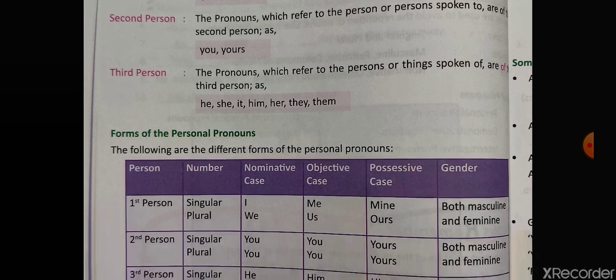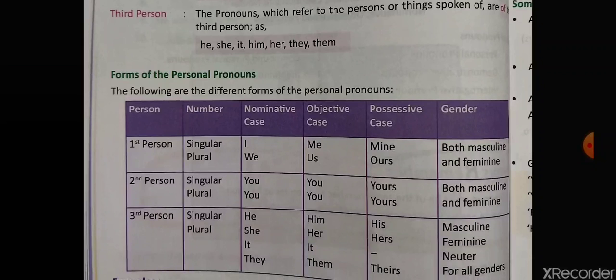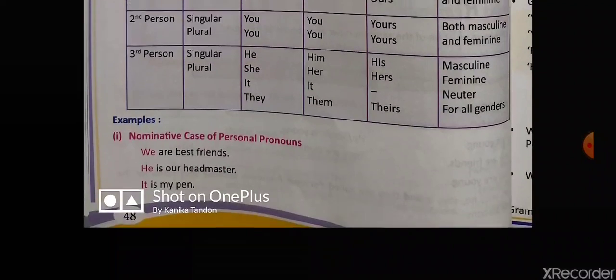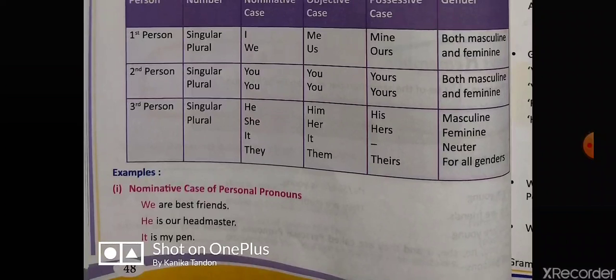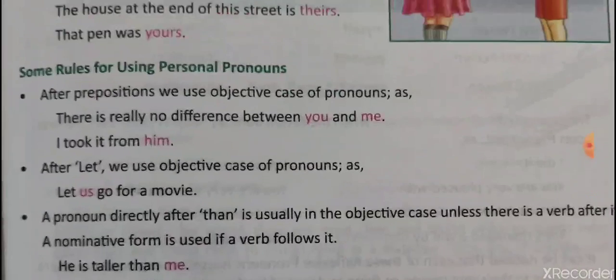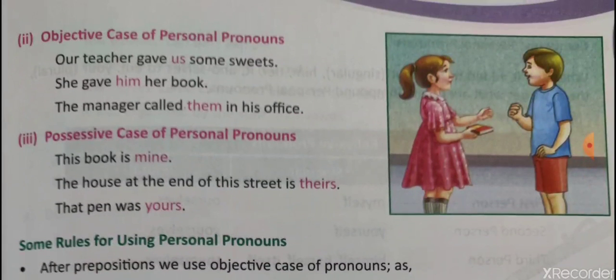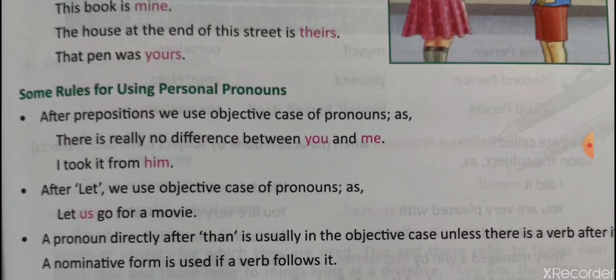Now here is the chart of first person, second person, and third person with number, nominative case, objective case, possessive case, and gender. Examples: nominative case of personal pronouns: we, he, and it. Objective case of personal pronouns: us, him, and them. Possessive case of the personal pronouns: mine, theirs, and yours.